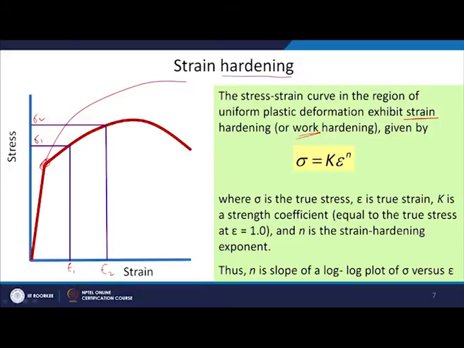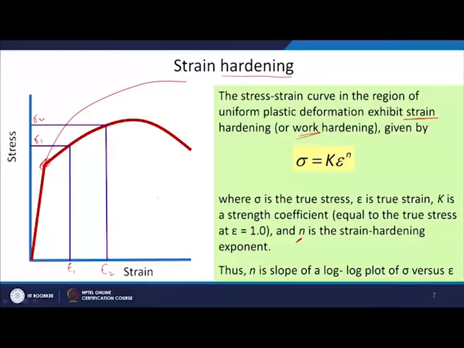So, sigma is true stress, epsilon is true strain, k is a strength coefficient equal to the true stress at epsilon 1. So, wherever you get 100% strain, whatever the true stress value is will be my strength coefficient. n is the strain hardening exponent. And how can I get that? This particular equation is exponential. So, if I take the logarithm on both sides, this equation will become something like this.